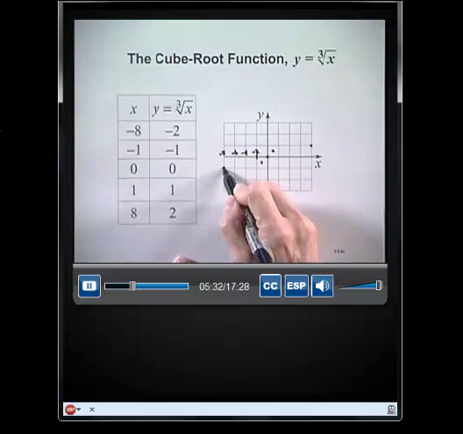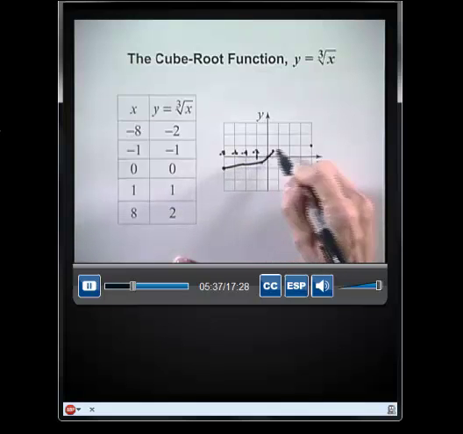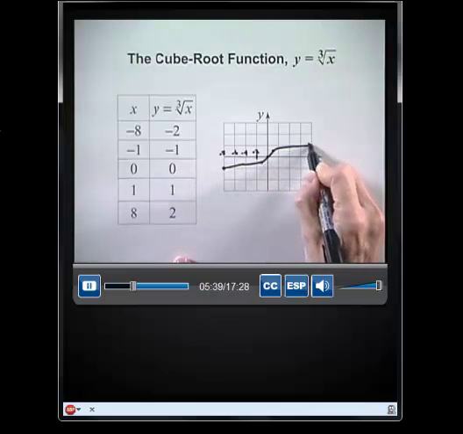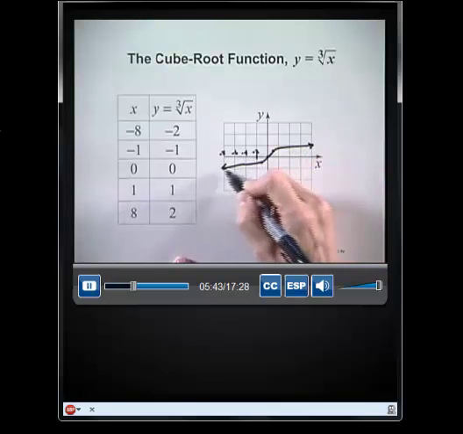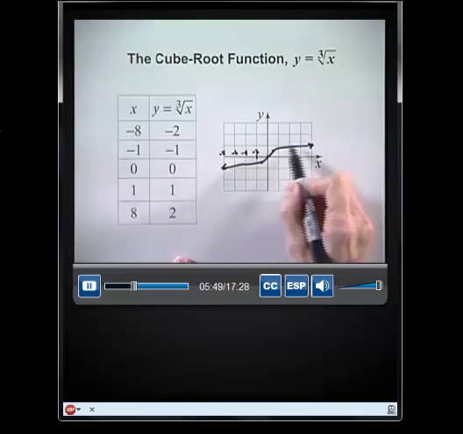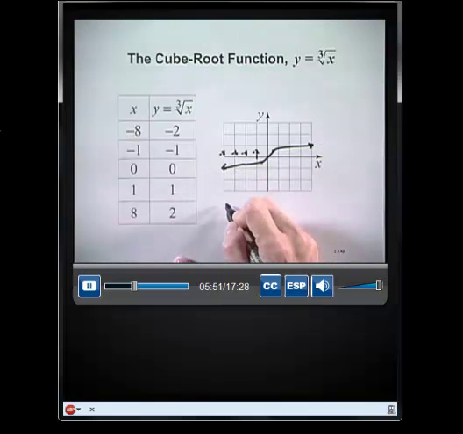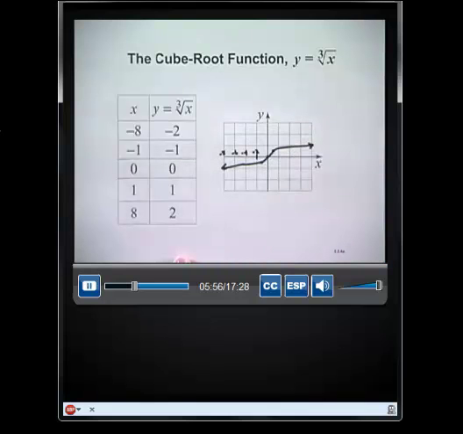Now connecting those few ordered pairs, we end up with a graph of the cube root function. It should be a nice smooth curve running through the few points that I've plotted. Its domain, notice if it continues to the left and right, is negative infinity to infinity, and its range is also negative infinity to infinity.